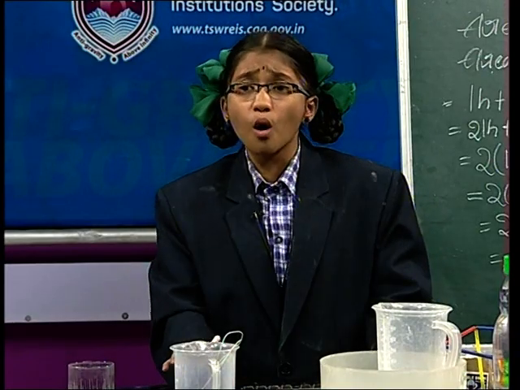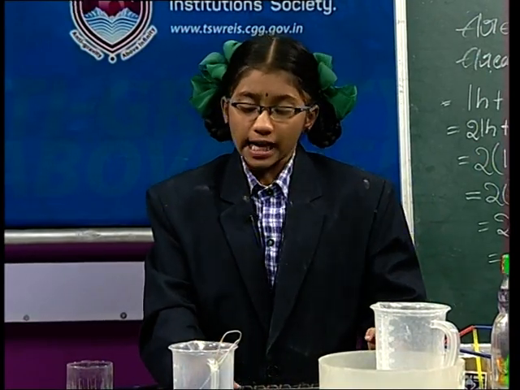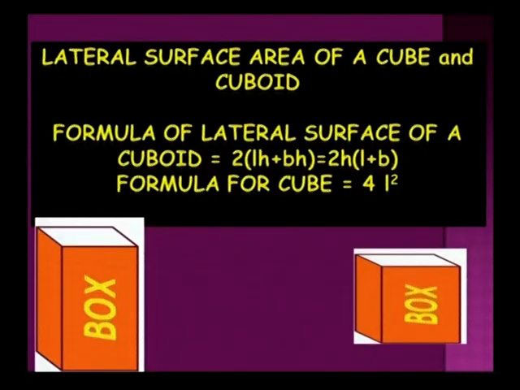So this is your homework. You may find it. Let us see the following picture. Here is the lateral surface area of the cube and cuboid. Do you know what the lateral surface area is? Very good. Lateral surface area is nothing but we have to eliminate the top and the bottom of the box from the total surface area of the box, like this example.